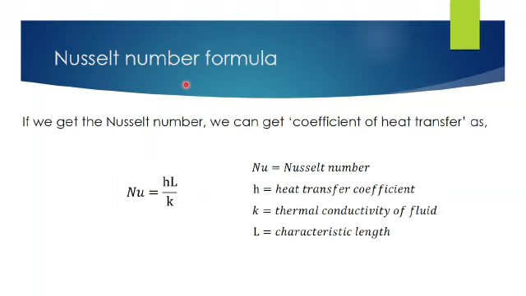I was telling you that if one gets the Nusselt number, one can easily get the heat transfer through convection. How come? The Nusselt number is given by h into L by K, where h is the convection heat transfer coefficient, L is the characteristic length, and K is the thermal conductivity of the fluid. So if we get the Nusselt number, we can get the convection heat transfer coefficient from that. So we can get the heat transfer easily from this coefficient. So the Nusselt number gives us the heat transfer that is taking place through convection.